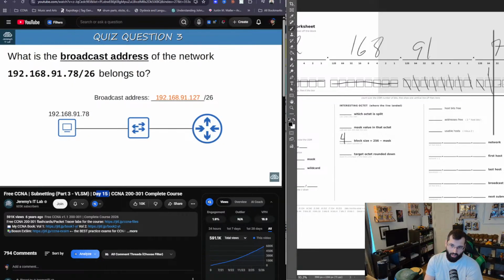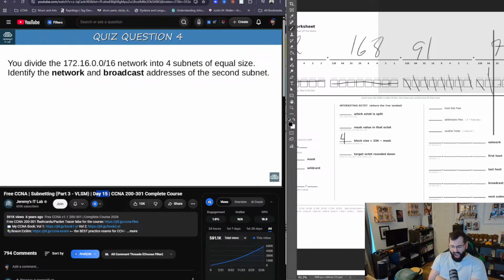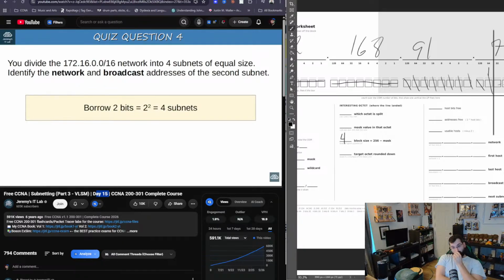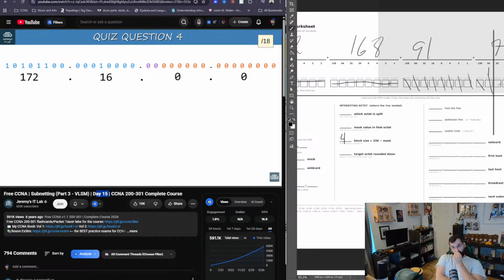Let's check the answer for question 4. You divide the network 172.16.0.0/16 into 4 subnets of equal size. Identify the network and broadcast addresses of the second subnet. So the first step to solving this question is to determine the prefix length we must use. To divide the network into 4 subnets of equal size, we have to borrow 2 bits, because 2 to the power of 2 is 4. So when we borrow 2 bits, that makes a /18 prefix length. Change this last bit to 1, and write it in dotted decimal again. 172.16.64.0. This is the network address of the second subnet.